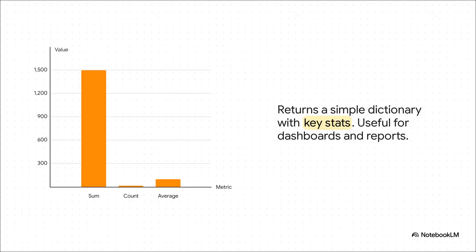So with that one function call on our orders table, we now know our total revenue, the total number of transactions, and the average order value. You can immediately see how incredibly useful this would be for building, say, a quick analytics dashboard.